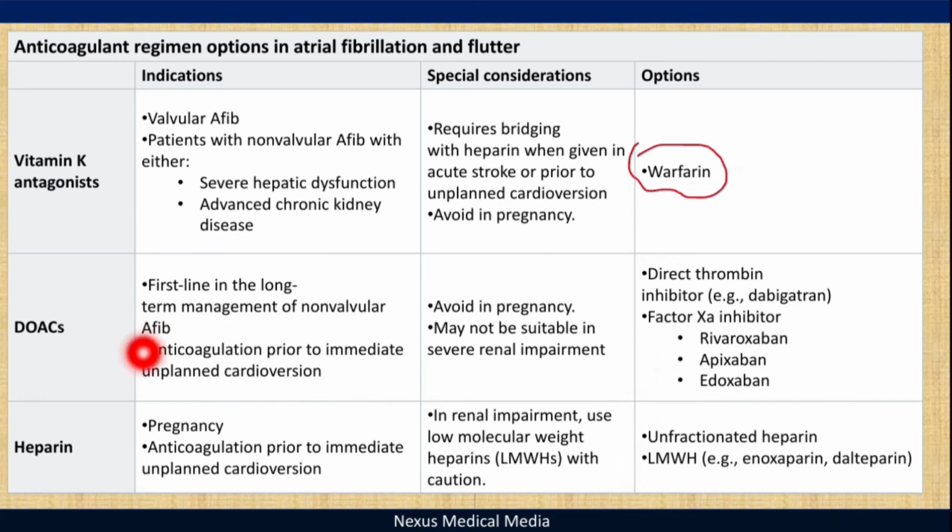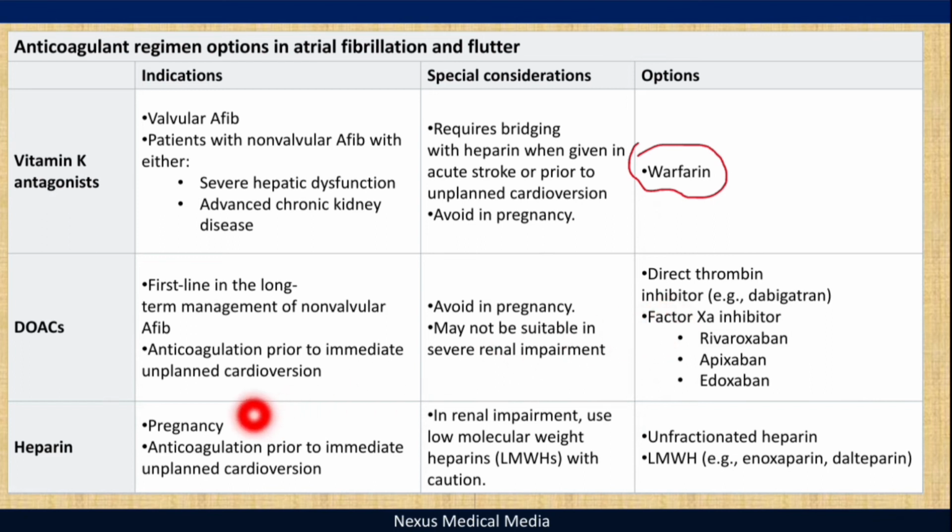Direct oral anticoagulants, right? It is first line in long-term management of non-valvular atrial fibrillation, and for anticoagulation prior to immediate unplanned cardioversion. We need to avoid this during pregnancy and it may not be suitable in severe renal impairment. Examples or options include direct thrombin inhibitors like dabigatran, and factor 10 inhibitors like rivaroxaban, apixaban, edoxaban.